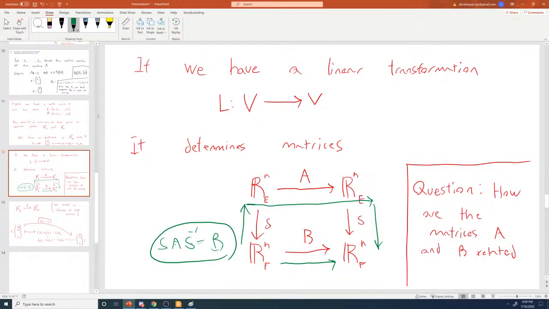So Marcus asks, when do you know when to use S A S inverse versus S inverse A S? And the answer to this question is it depends.